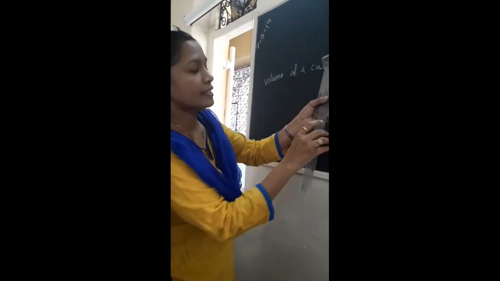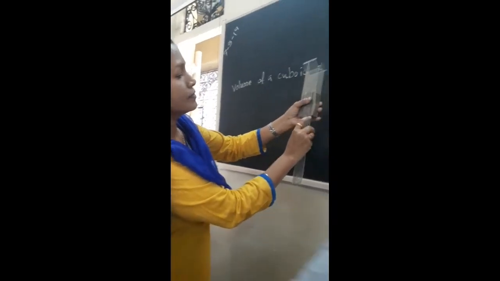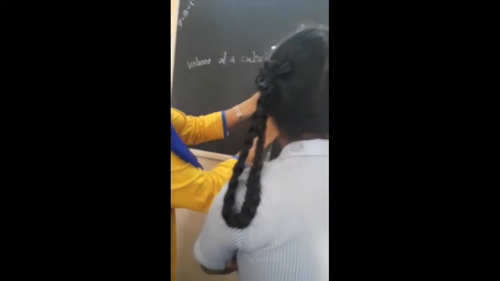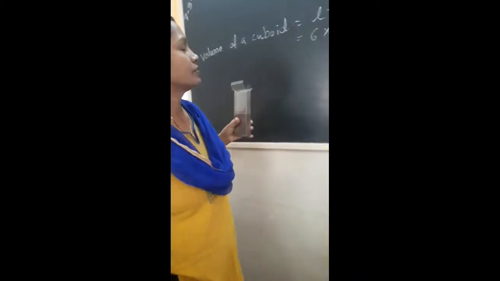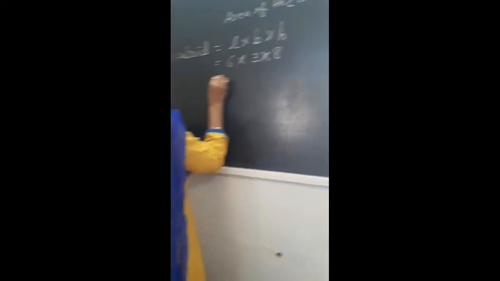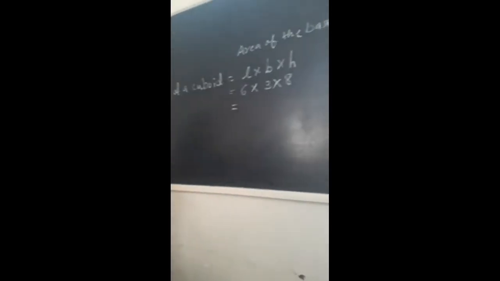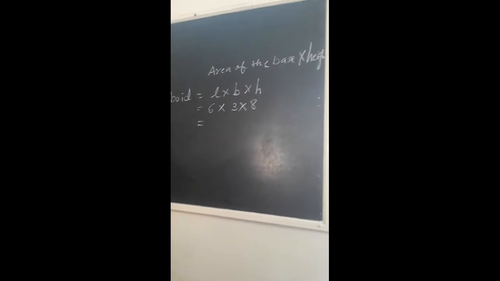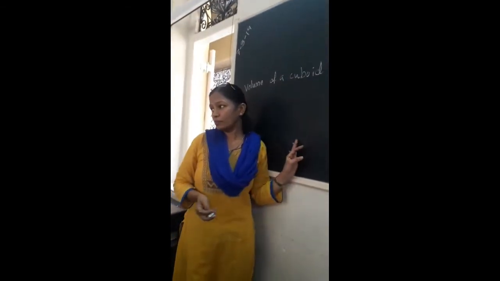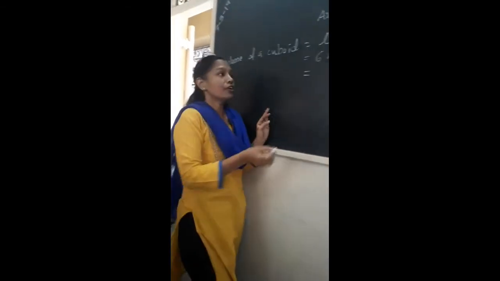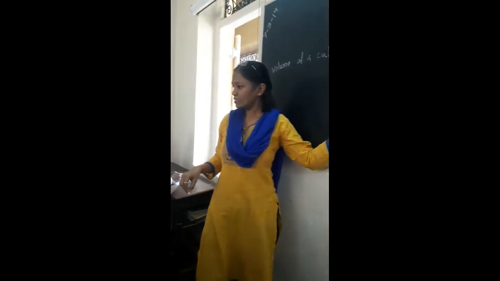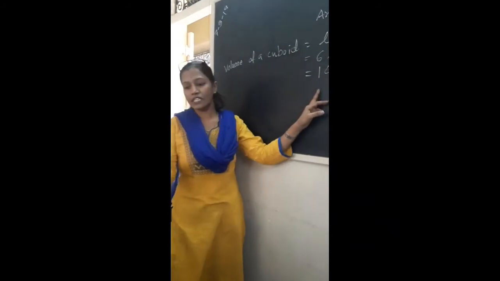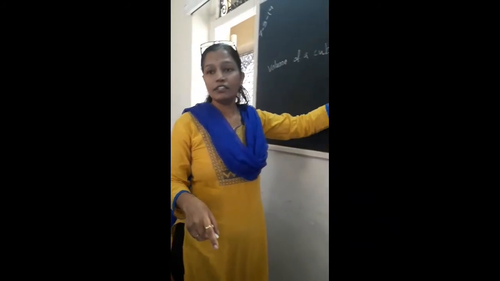What is its height? Tell me, come here. Its height is 8. Okay, 8 centimeter. Now multiply this. Multiply. 144. Correct. Now this is the volume of this cuboid, right? 144.